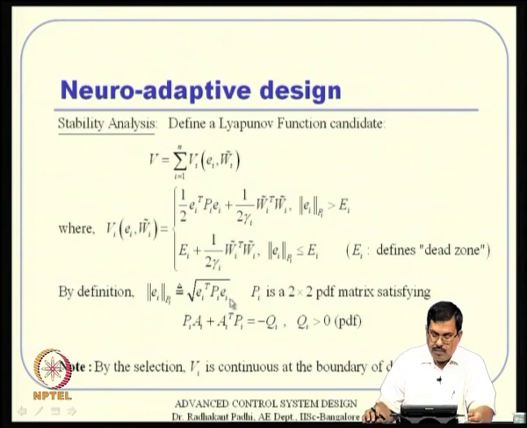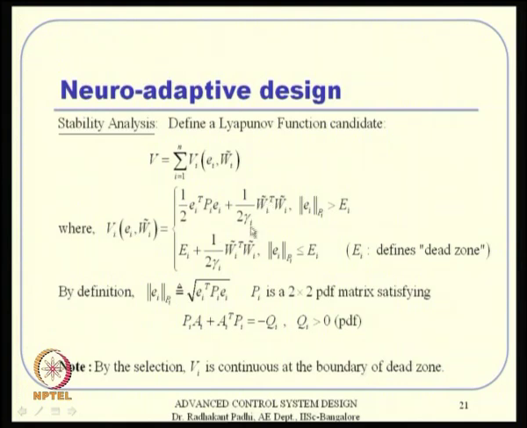Alright. So now what is this Pi that we are talking about? This Pi is again a positive definite matrix, which is a solution of this Lyapunov equation, and this Lyapunov equation will admit a positive definite matrix because Ai is Hurwitz. That is one thing that we discussed in the Lyapunov theory class. If Ai is a stable matrix, a Hurwitz matrix, then this Lyapunov equation is guaranteed to admit positive definite solutions for P for any positive definite matrix Q. That is the theorem that we studied. So, as I told, by selection Vi is continuous at the boundary of the dead zone. That is fine.